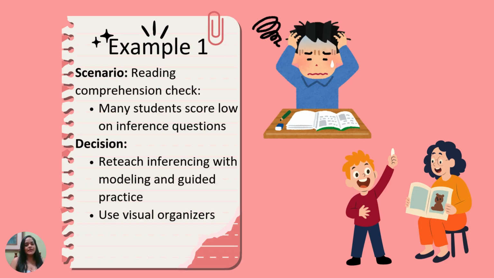Example number one. Imagine that students complete a reading comprehension activity, and many of them have low scores on inference questions. The teacher analyzes the pattern and realizes that students don't understand how to infer information. Based on this, the teacher decides to reteach inferencing using modeling, guided practice, and graphic organizers. This decision comes directly from the assessment results.